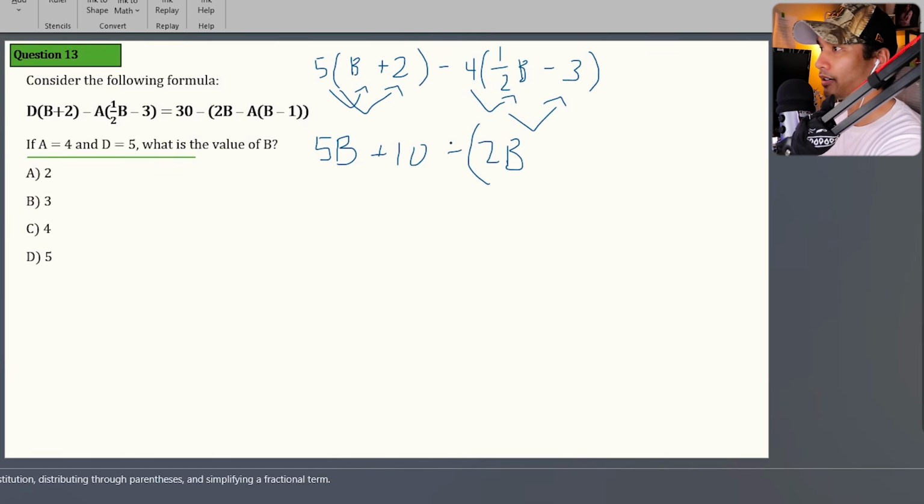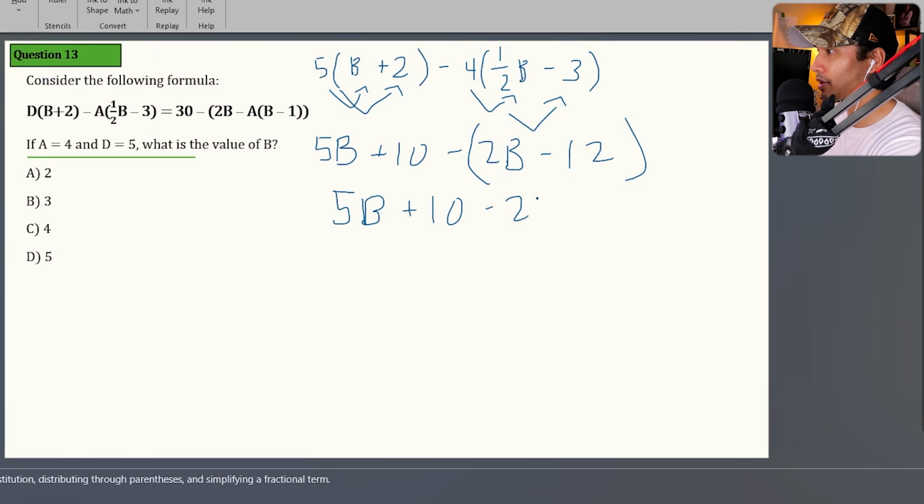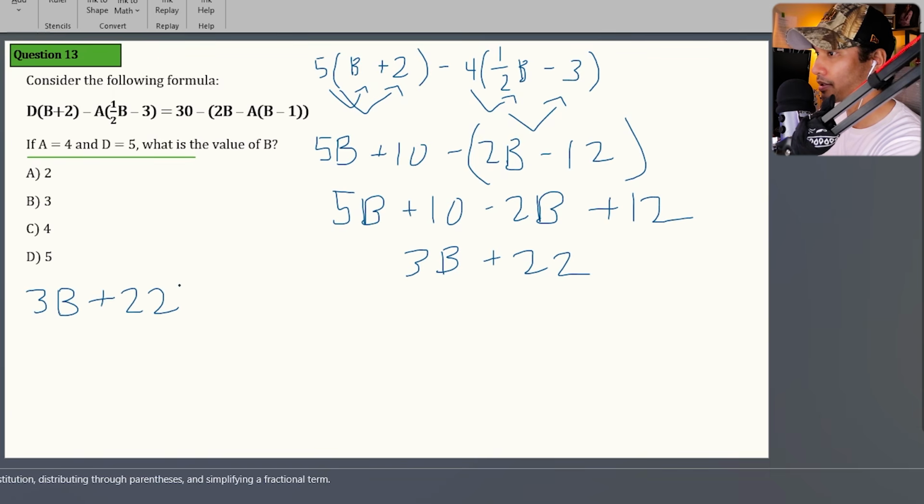4 times negative 3, which is negative 12. Okay. And then we distribute the negative. So we have 5b plus 10 minus 2b plus 12. Then we combine like terms. This is 3b plus 22. Okay, this is the left side. So I'm going to put this over here, 3b plus 22.